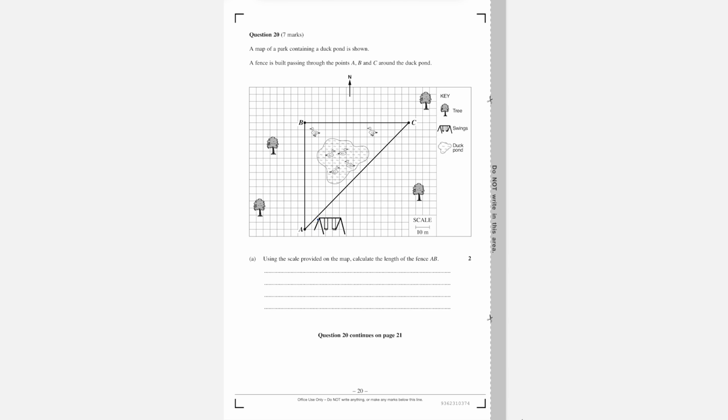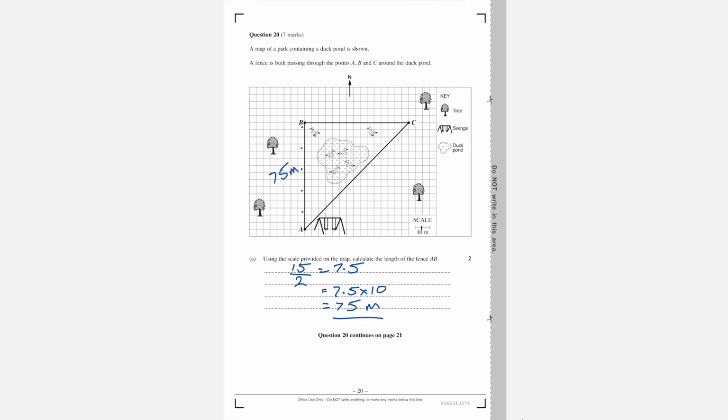All right, I'm going to just count up the squares that are on this left-hand side here. 1, 2, 3, 4, 5, 6, 7, 8, 9, 10, 11, 12, 13, 14, 15. So there's 15 squares. And we know that every 2 squares is 10 meters. So it's going to be 15 divided by 2, which is 7.5. And then we just multiply that by 10. 7.5 times 10 is equal to 75 to get it in meters. That's it. So we know that AB is 75 meters.